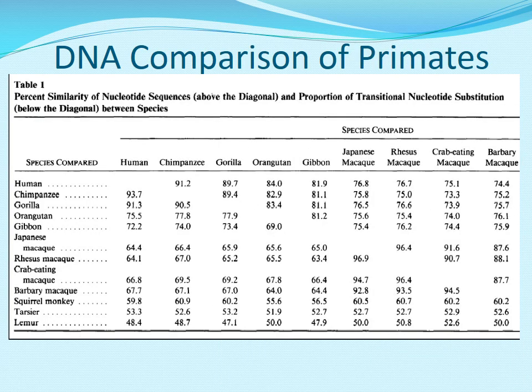Here's another chart that shows percentages of similarities. You can see that humans and chimps are well into the 90s, and gorillas are not far behind, as far as how much we have in common with each other.